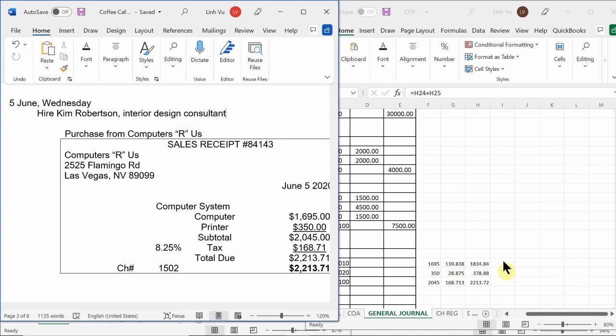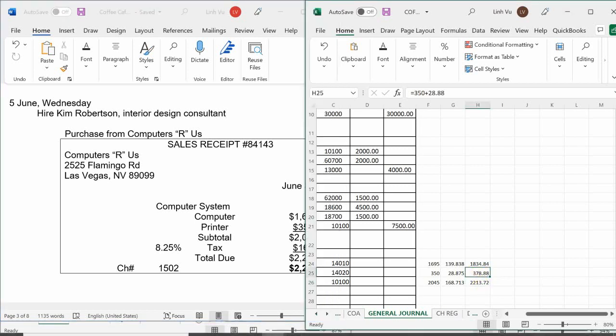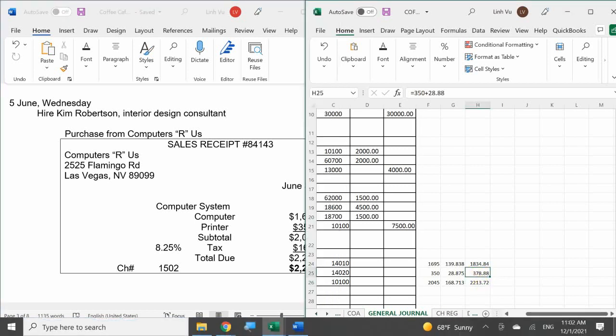The 838. 838, right? That's definitely a little more than 50 cents, or 0.5 of a penny, right? So in this case, that's where I'm going to round my number up. And then for the printer, unfortunately, this is going to be rounded down. So instead of 28.88, it's going to be 28.87.